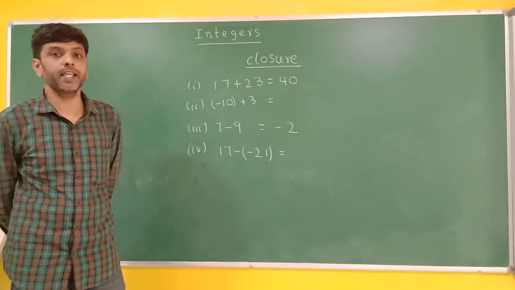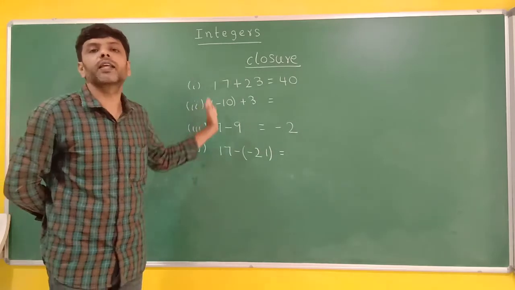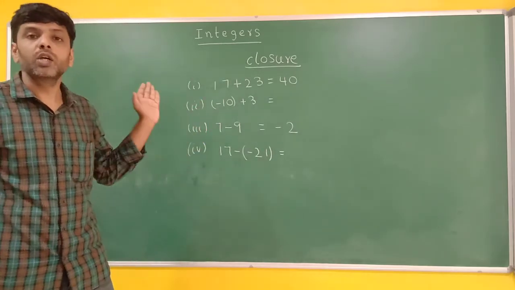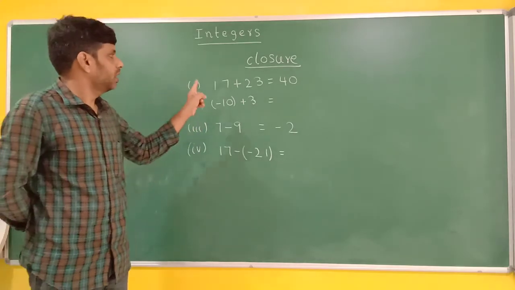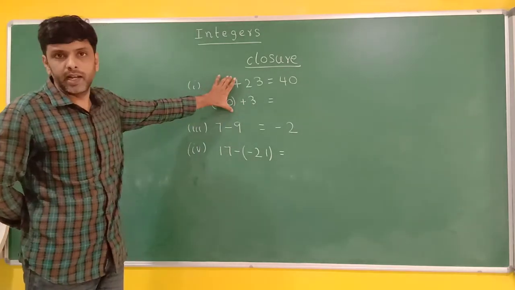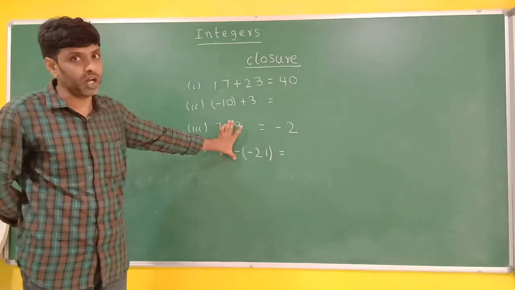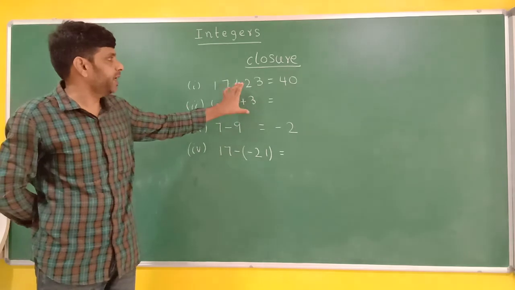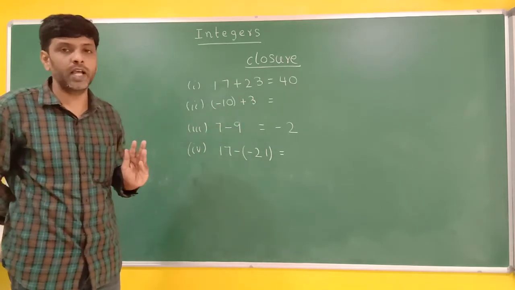Yes, students, this is only for closure property. Homework is only based on closure property, not commutative property. So, the first two are related to addition operation, the second two are related to subtraction operation. Now, let me explain two addition problems and two subtraction problems. Remaining, you will do as homework.